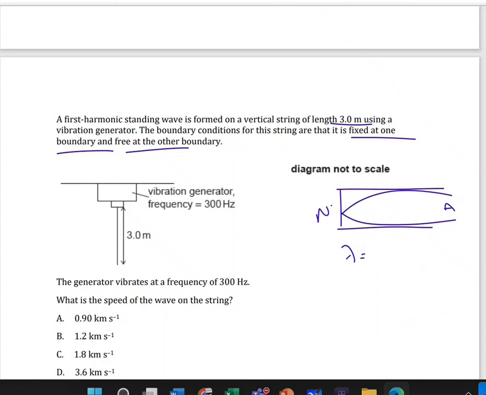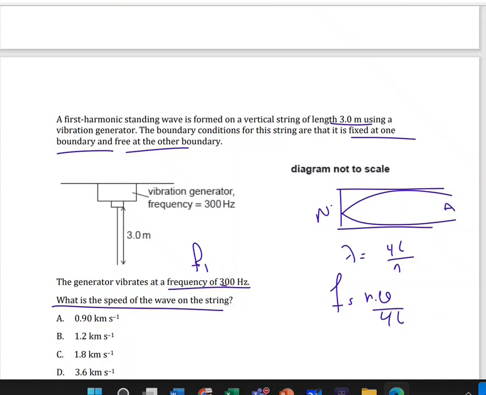Lambda will be 4L over N. So the frequency is velocity over lambda, V over lambda, so V divided by 4L, with N here. Now, what is the speed of the wave? The generated frequency of the first harmonic is 300. First harmonic, N equals 1.